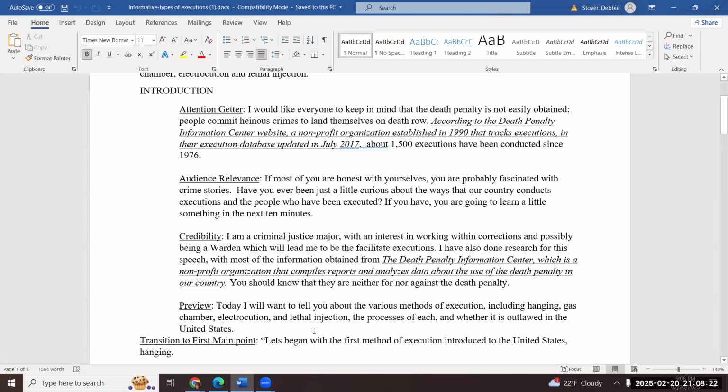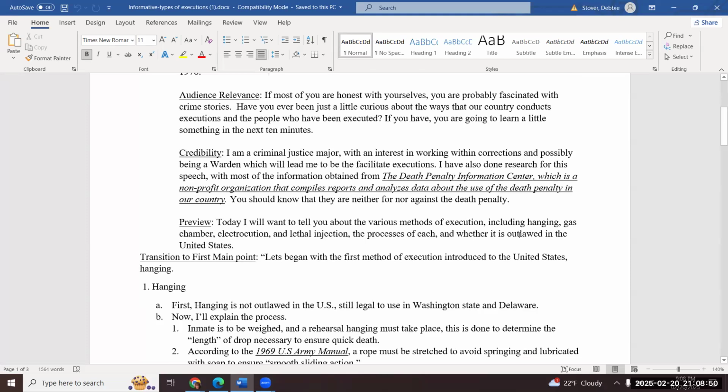And then the last part is always going to be the preview. So attention getter always first, preview always last, relevance and credibility. One of them could be tied to attention getter, doesn't have to be, and it doesn't necessarily matter which order you go in here in the middle. You could do credibility and then relevance or vice versa. But then the preview is always the last part of the introduction. The preview lets us know exactly what you are going to be talking about in your presentation.